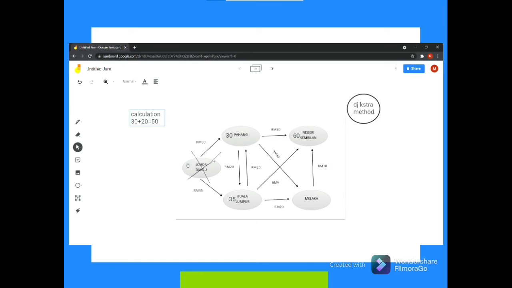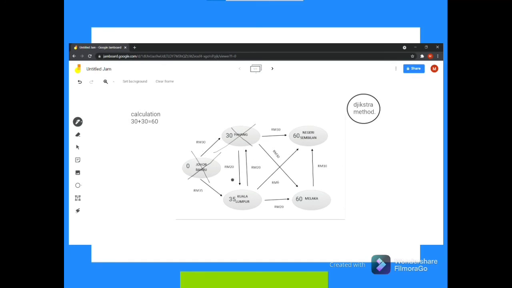Next, we count from Johor Bahru to Pahang to Melaka, which is 30 plus 30, equal to 60. So we label Melaka as 60. Okay. Now, we mark Pahang as visited. So we choose the lowest price from the three to become the current vertex. So as we see now, Kuala Lumpur is the current vertex.